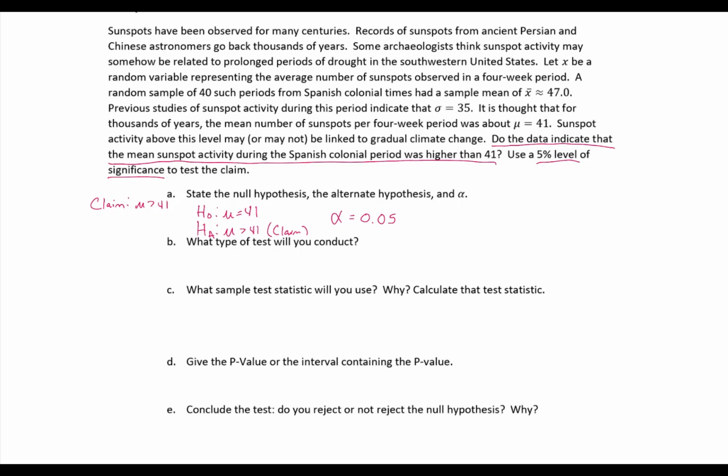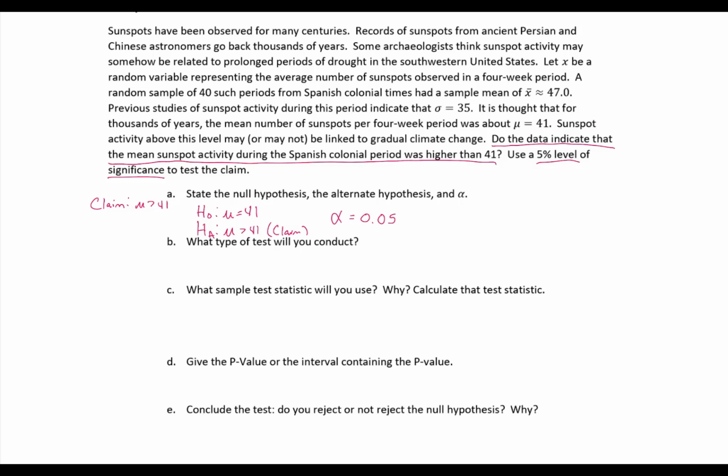Even though I will give you alpha in the question, you still have to tell me alpha. This is probably one of the biggest things I see students forget to do, and it's one of the easiest points you can get. So make sure you're specifying what alpha is when I ask for it.